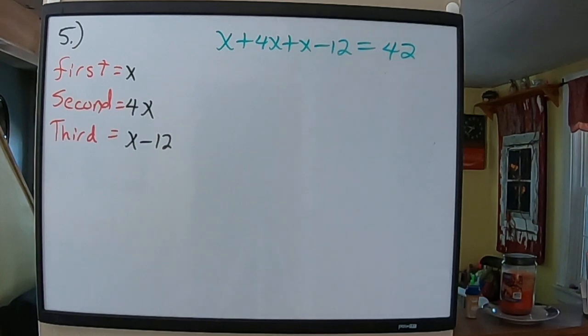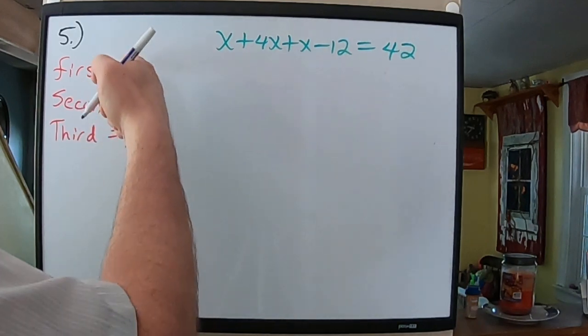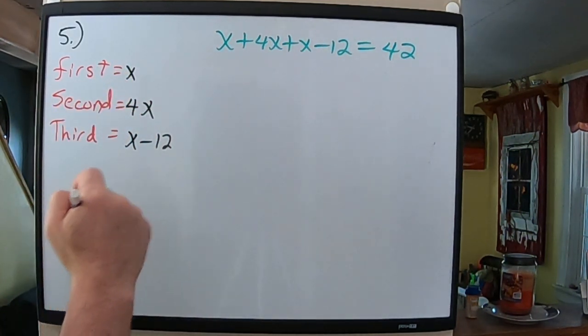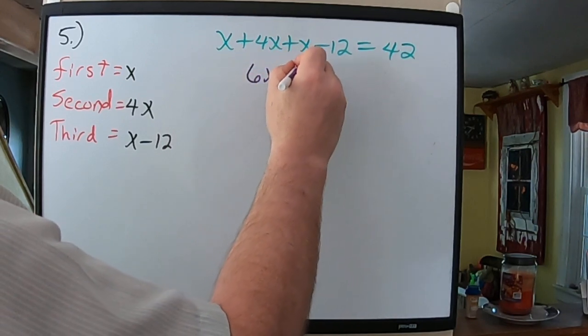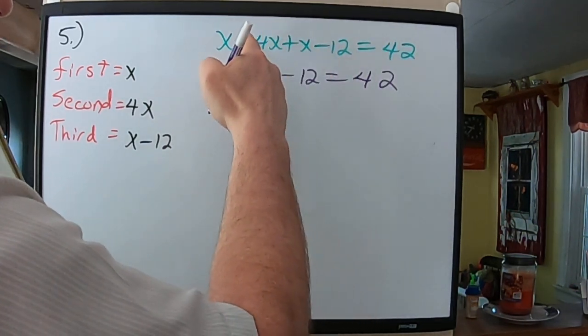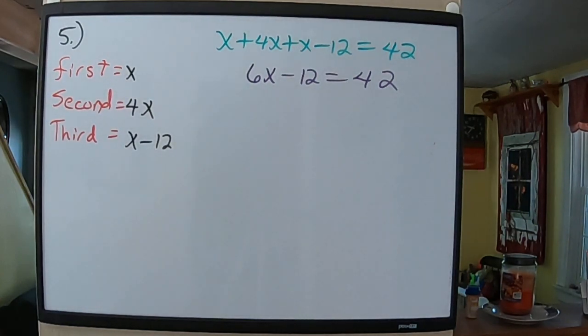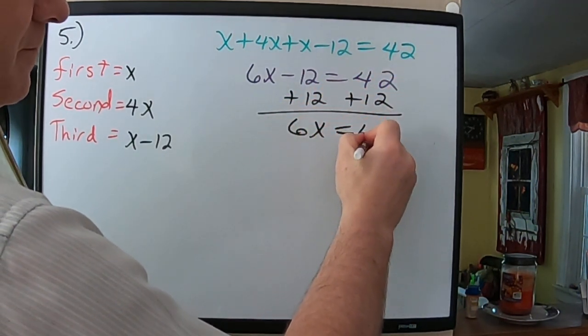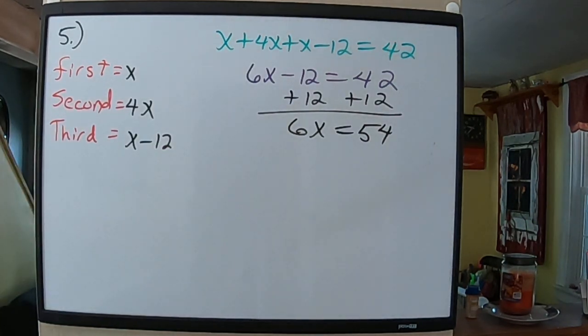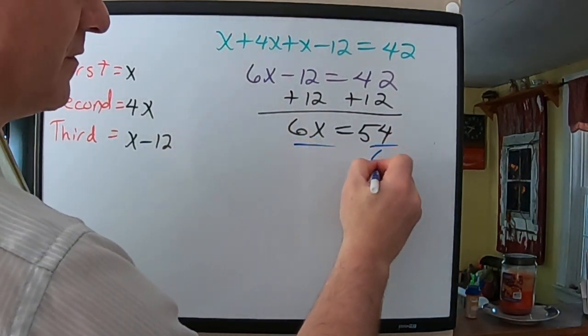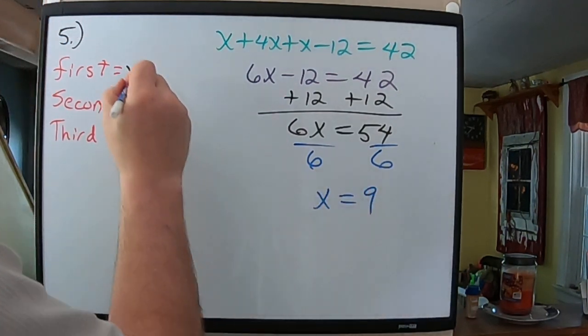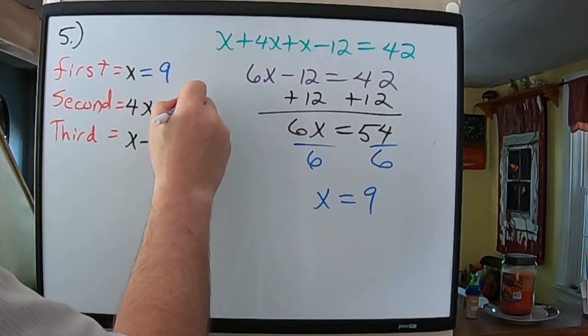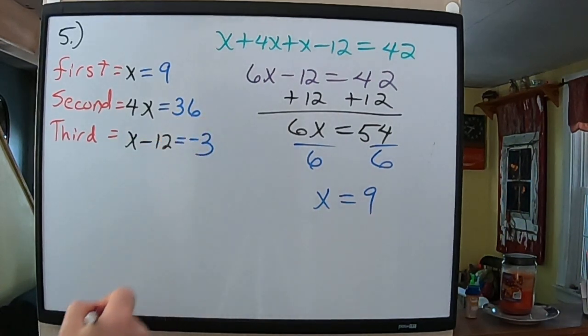Or you could have started right away with adding these 3 up. X, 4x, and 1x make 6x minus 12. So you could have started here or there. Either one of those would have been absolutely fine. Then we're going to continue by adding 12 to both sides. And then dividing both sides by 6. X is 9. So x is 9, 36, and negative 3.